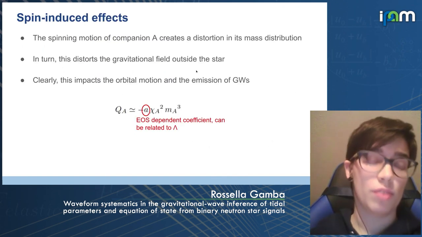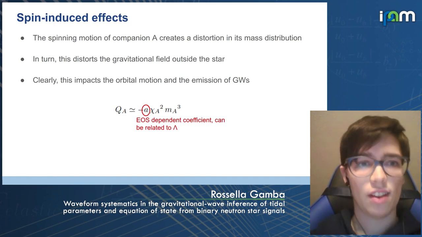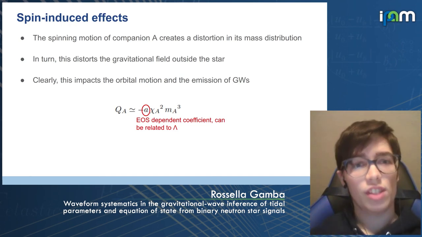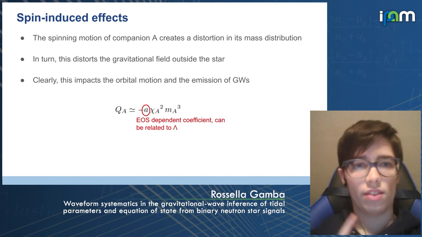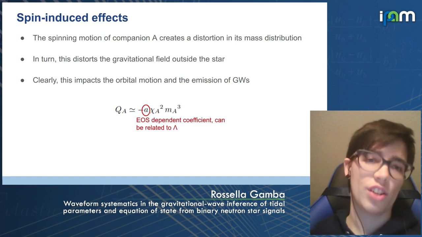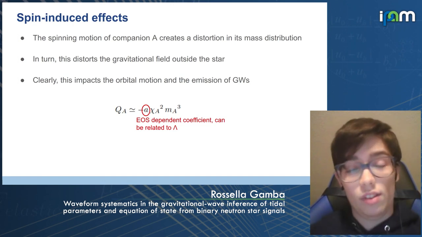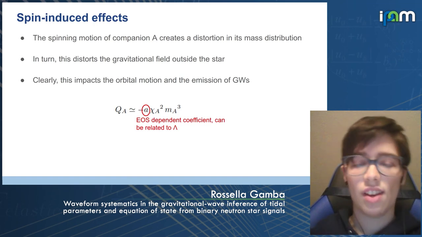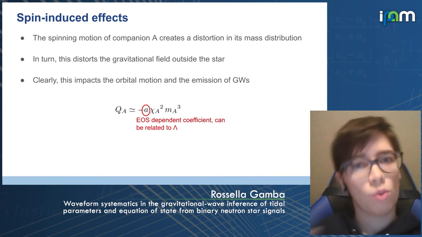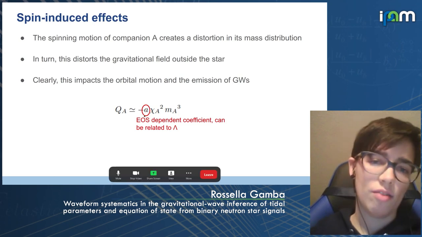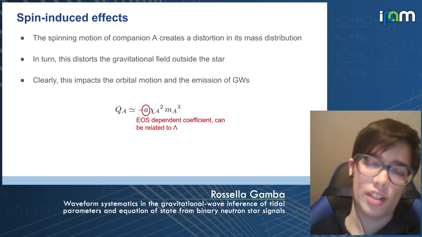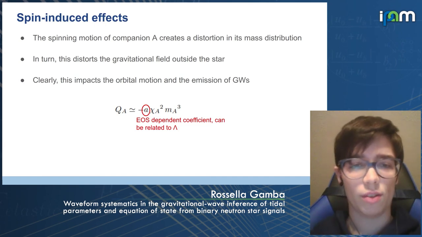And then we have the second type of effects, which I mentioned at the beginning, which are spin-induced effects. This is also somewhat simple to imagine. The physical picture is as follows. You have a neutron star which is spinning, and this motion creates a distortion in the mass distribution of the star, which in turn, of course, distorts the gravitational field outside of the star. And clearly, this will impact the orbital motion and the emission of gravitational waves. And this can be parametrized via some coefficient, Q_A, which depends on the spin squared of the star, on the mass to the third, and then by some equation of state dependent coefficient, as usual, which too can be related to the quadrupolar tidal deformability via, again, some quasi-universal relation.